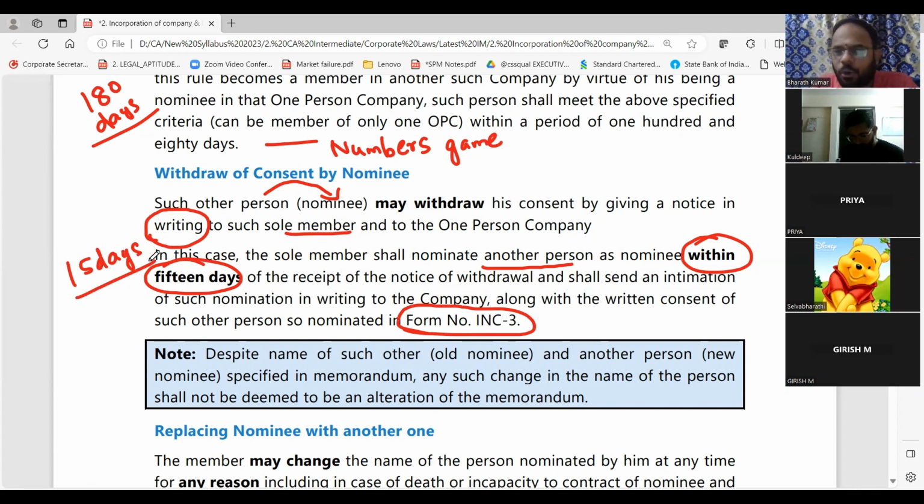So please prepare now itself on the numbers game separately. 120 days, 180 days, 15 days, all this. INC-3, INC-32, INC-32 is SPICe. Like that, if you write, please tell me how can you get less than 60 marks? 60 I am not covering. For me, the point is 75 marks minimum. If you write like this, you tell me where you will miss.